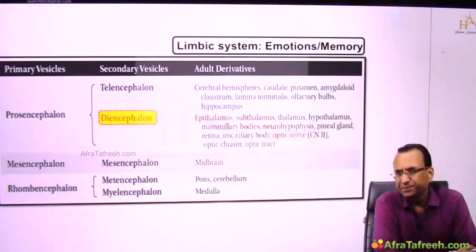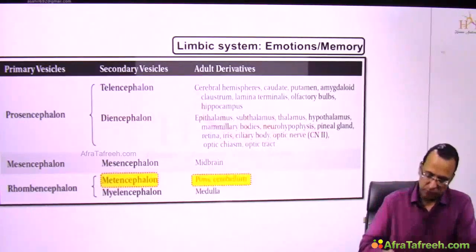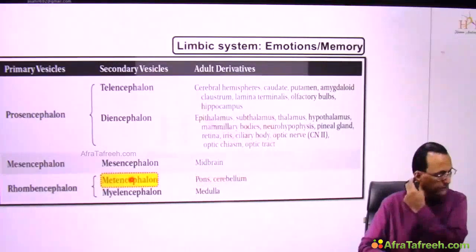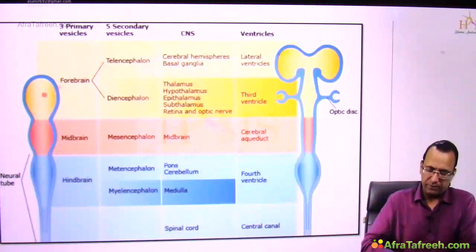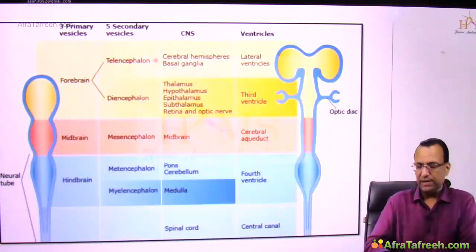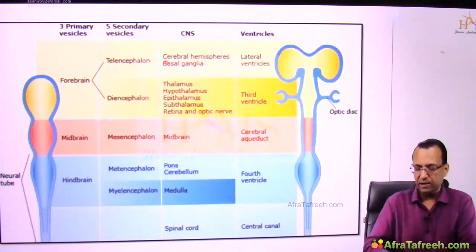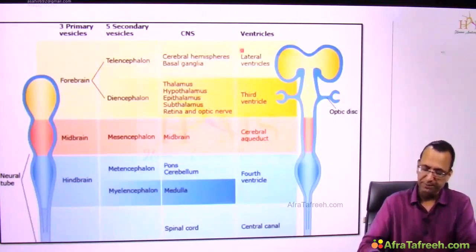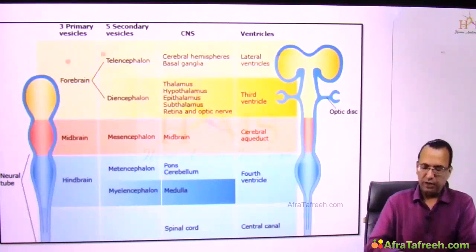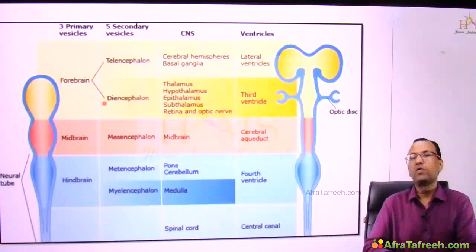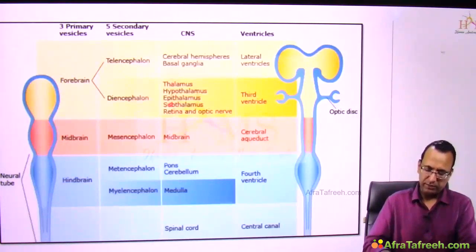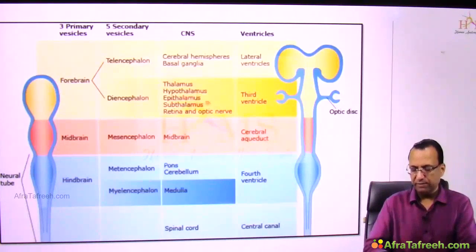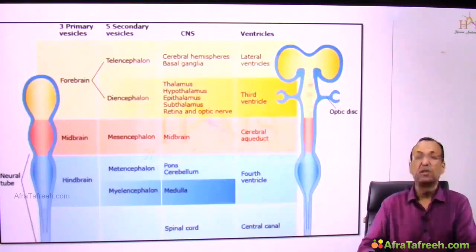And what about the pontocerebellum? If you say pontocerebellum, it is metencephalon, part of the brain. See, in the beginning, we have forebrain forming telencephalon and diencephalon, and the telencephalon has cerebral hemisphere and basal ganglia, which is shown here with the lateral ventricles. If you say diencephalon, it will include the thalami, which could be hypothalamus, epithalamus, subthalamus, even the retina and optic nerve, and it is having the third ventricle, which is the midline ventricle. Third ventricle is the ventricle of diencephalon.